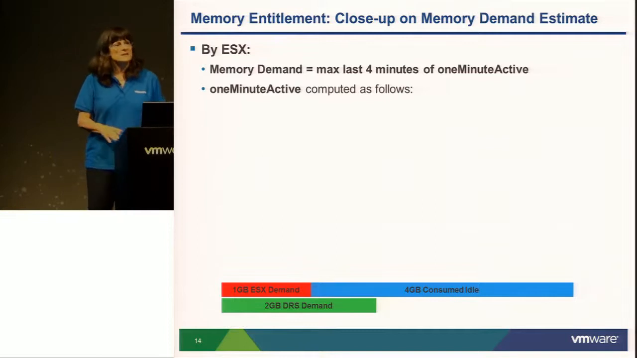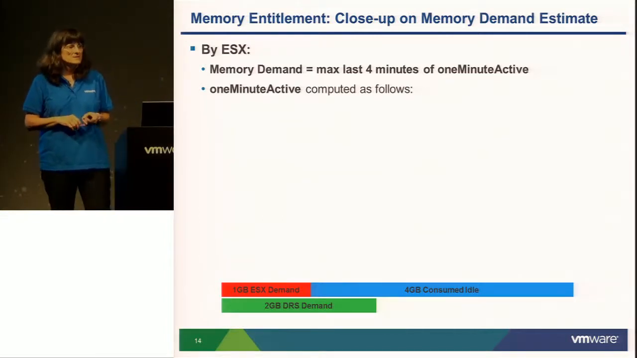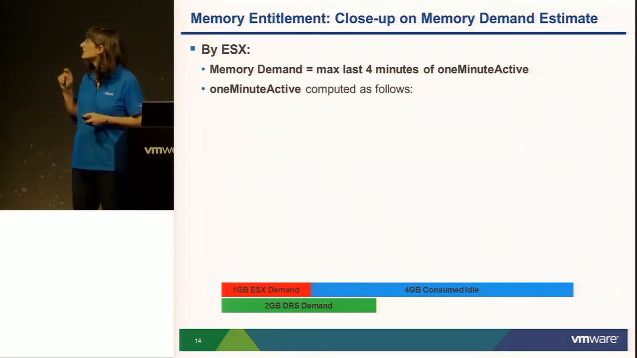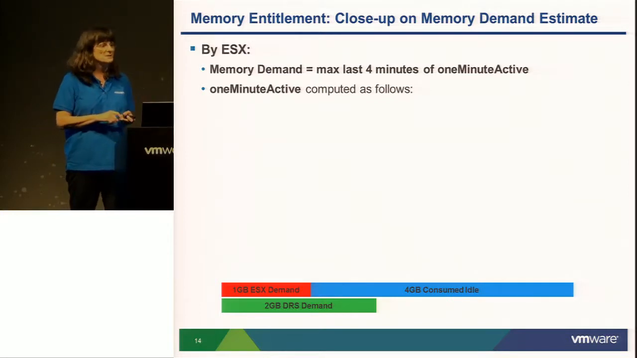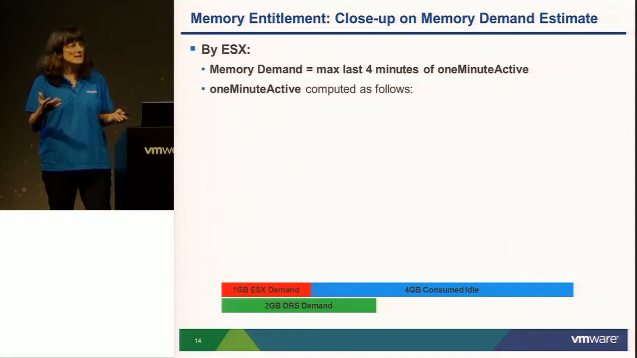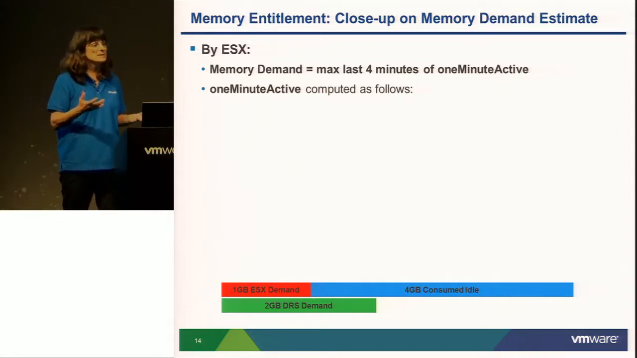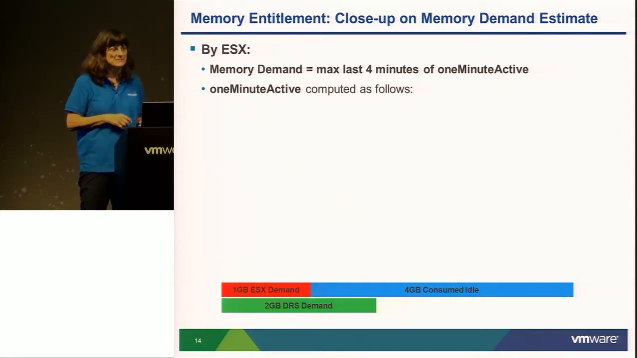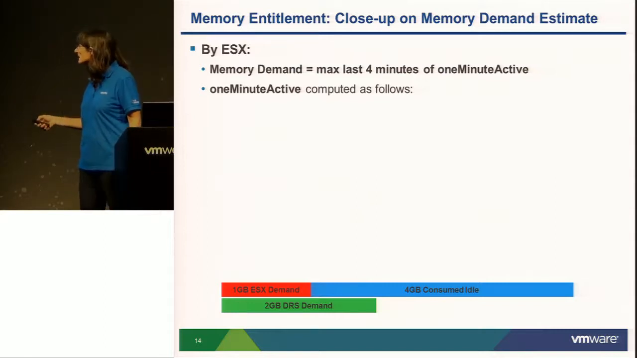All right, that's CPU. Let's turn to memory. Memory is very much like CPU. We start with the ESX estimate of memory demand. ESX estimates memory demand using a statistical technique called 1 minute active over the last 4 minutes. So basically, it does the following.